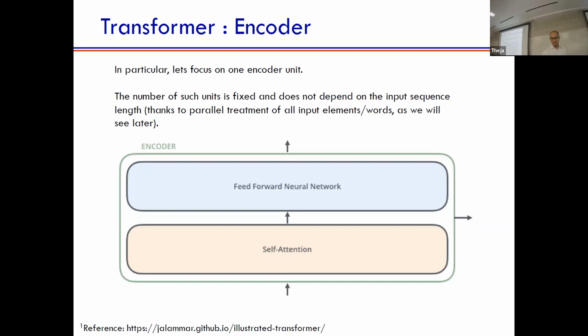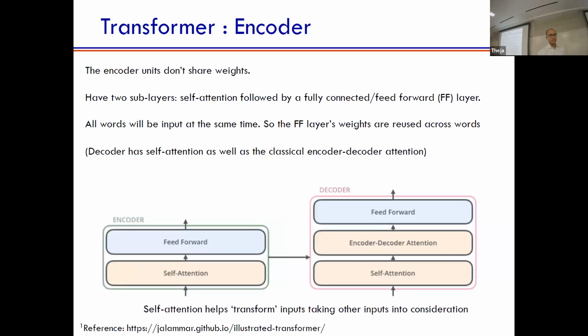Okay, and second thing, before we open up these feedforward layers and self-attention, in fact, this is a new part, is that encoder units don't share weights. So the 6 blocks that we showed 2 slides ago, they don't have commonality. Okay, it's again very different from RNNs. In RNNs, each RNN cell has the same parameters.